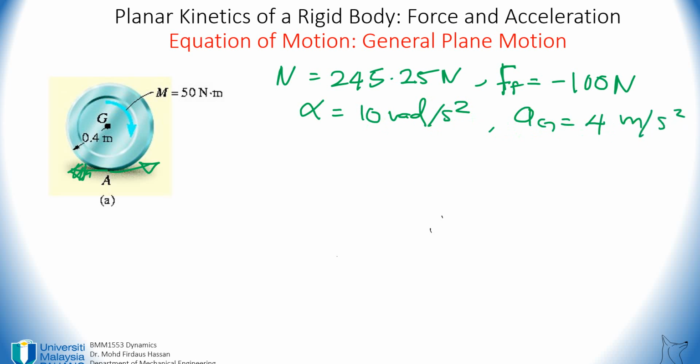And then you have to check, since you assume it's a roll without slipping, whether Ff is less than mu s times N. If it is less, so your assumption is true. Okay, what's your value of Ff? Make it positive, doesn't matter. The magnitude, choose the magnitude. 100. Is it less than mu s times N?